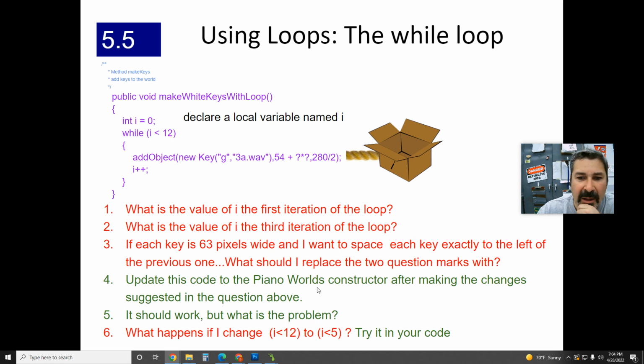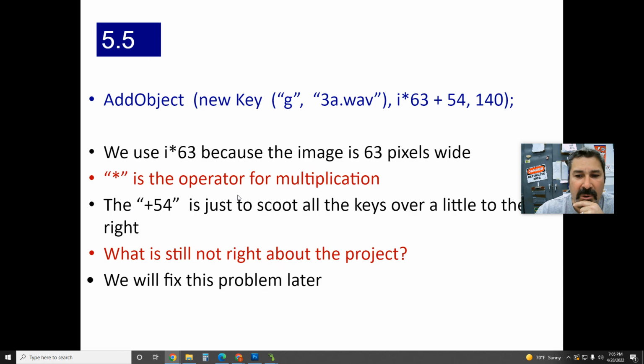Update this code in the PianoWorld's constructor after making the changes suggested in the above question. This is going to crash if you use the question mark. So what should that be? It should work, but what is the problem? What happens if I change this to i is less than 12, or i is less than 5? Try it in your code and see what happens.